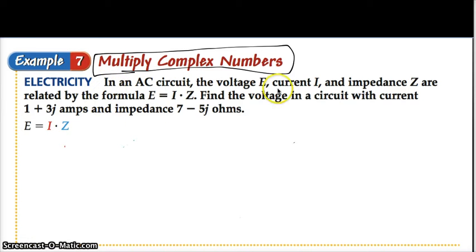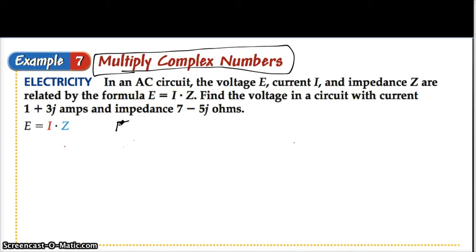In an AC circuit, the voltage E and current I and impedance Z are related by the formula E is equal to I times Z. Find the voltage, that's E, in a circuit when the current is 1 plus 3i amps and the impedance is 7 minus 5i ohms. The fact is, I'm not sure what they're talking about, but I can do the math. And sometimes when you have word problems, you need to be able to distill what's going on to figure out, okay, can I do this? Instead of getting caught up in the details if you find it unfamiliar.